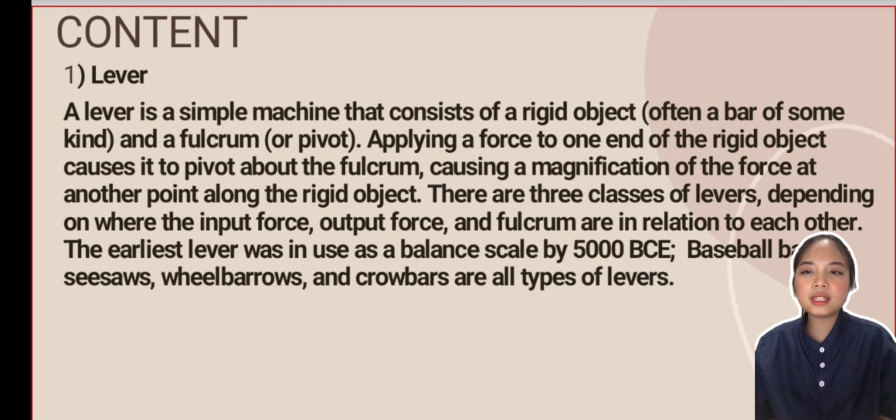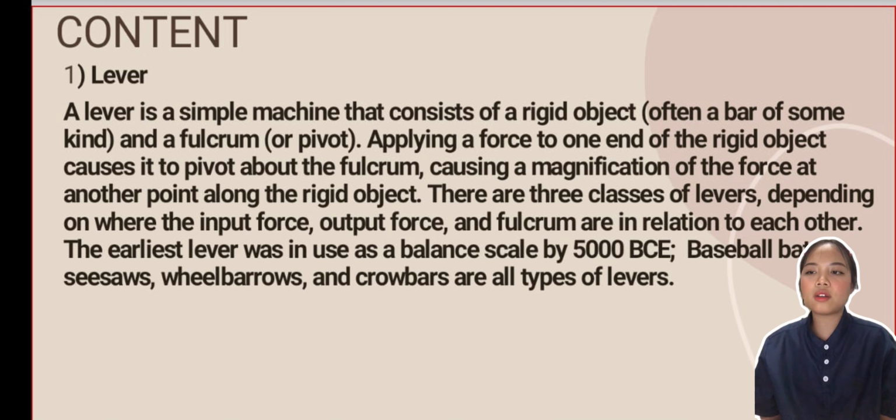The first simple machine is the lever. A lever is a simple machine that consists of a rigid object, often a bar of some kind, and a fulcrum or pivot. Applying a force to one end of the rigid object causes it to pivot about the fulcrum, causing a magnification of the force at another point along the rigid object.